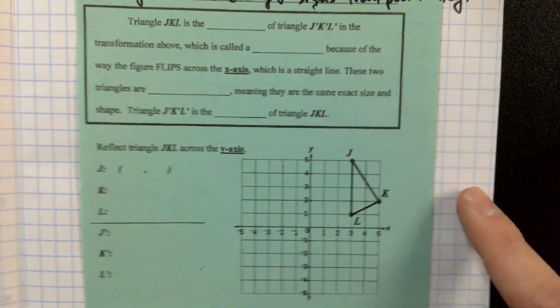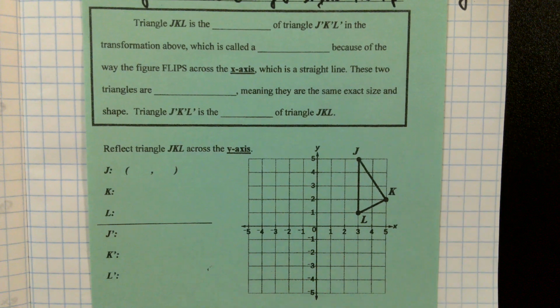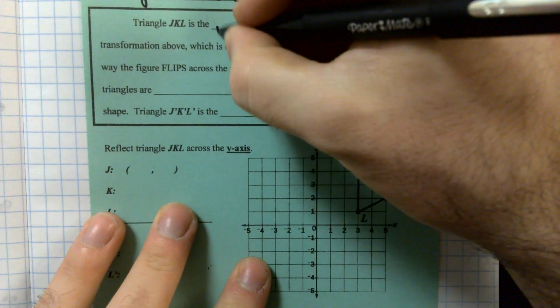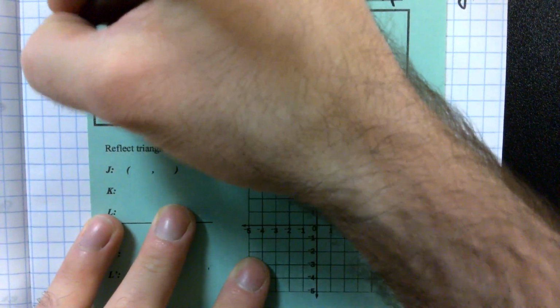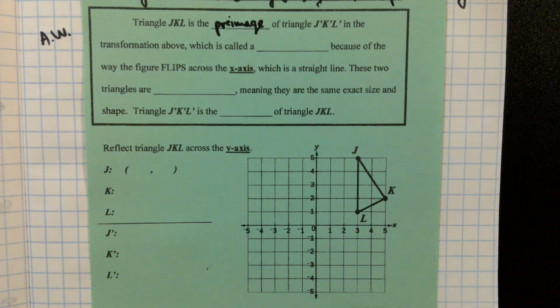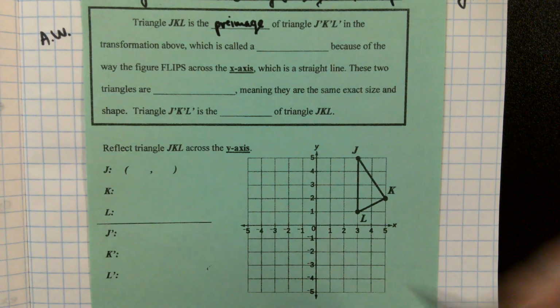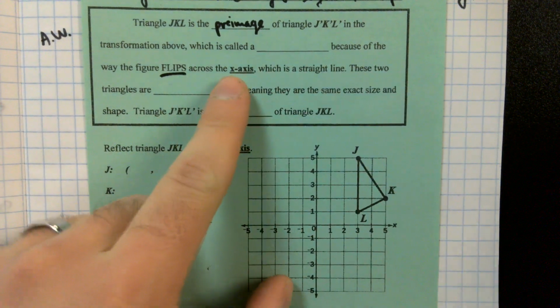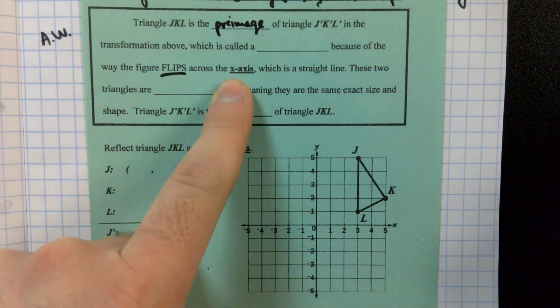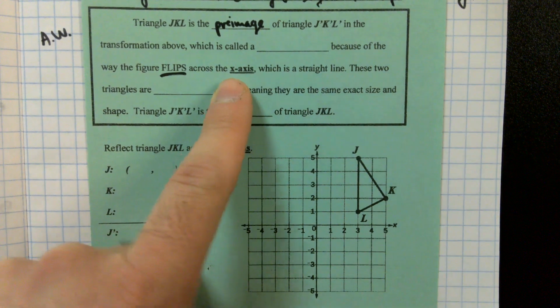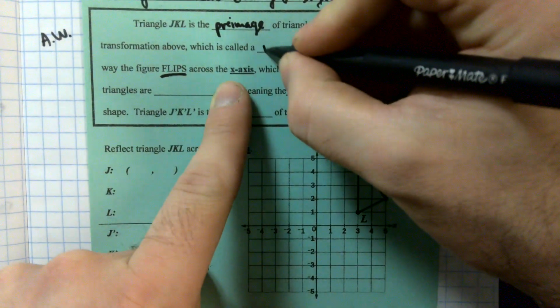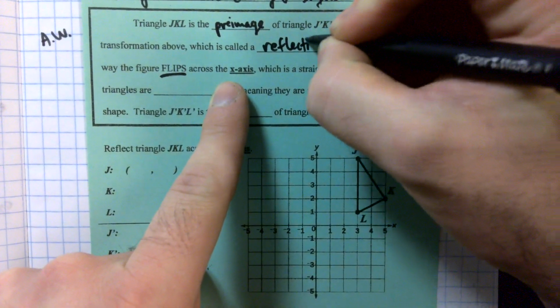So first, triangle JKL is the blank of triangle J prime, K prime, L prime. Pre-image. In the transformation above, which is called a blank because of the way the figure flips across the x-axis. What's going to go in that blank? Can I get a volunteer to help me out? Zach? Close. Alyssa, what'd you say? Reflection, right? This is a reflection.